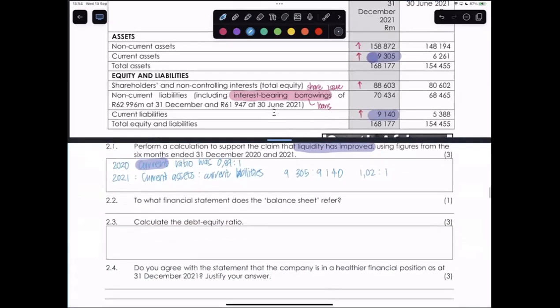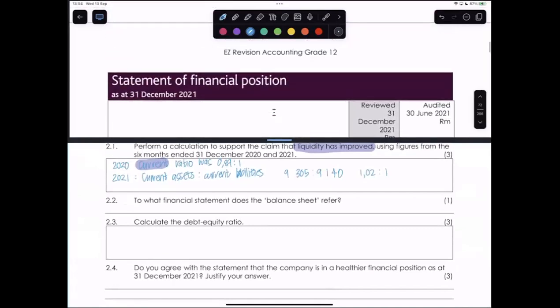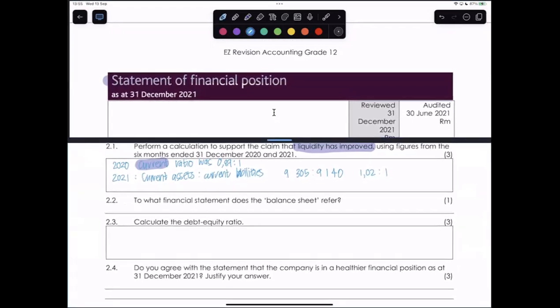To what financial statement does the balance sheet refer? Now, interestingly, you can see that in the quote, Norbert Sass was talking about the balance sheet, but over here, it has been called a statement of financial position as required by the International Financial Reporting Standard. So hopefully you recognize that, and then that's a nice, easy question where you're simply going to specify that it is the statement of financial position.